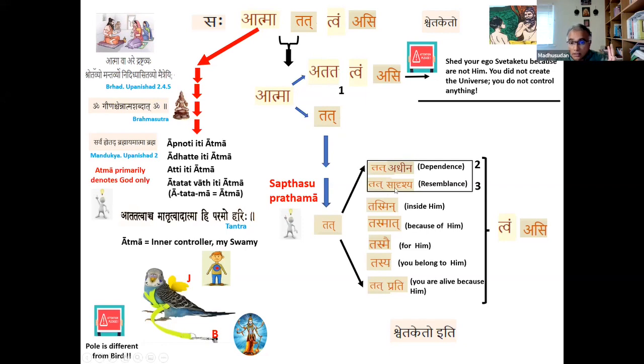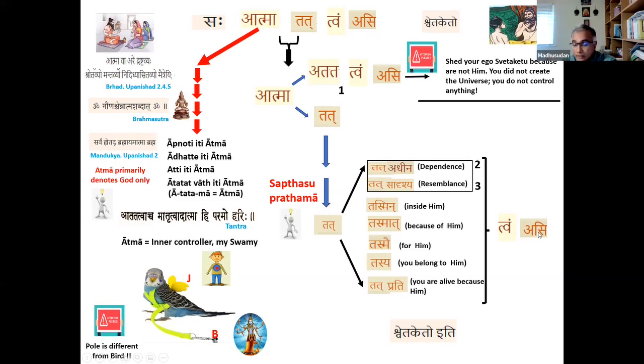Tat Adina, Tat Sadrishya, Tasmin, Tasmat, Tasmai, Tasya, Tat Prati. Okay. So those are all the ways. So in this example, we have to always pull ourselves back to what is the example that is being described. The example is the bird and the post, or the jiva and the Brahman. So here what you can say is, after he has celebrated the supreme, Sa ya eshah anima aitadatmyam idam sarvam tat satyam sa atma, tat adina tvam asi, tat sadrishya tvam asi.